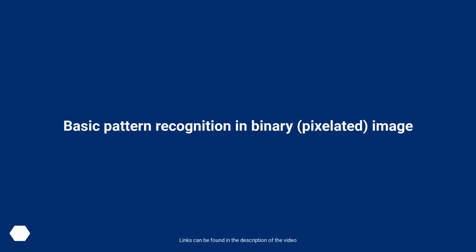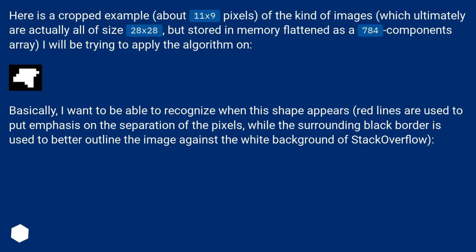Basic pattern recognition in a binary, pixelated image. Here is a cropped example, about 11 by 9 pixels, of the kind of images, which ultimately are all of size 28 by 28, but stored in memory flattened as a 784-component array, that I will be trying to apply the algorithm on. Basically, I want to be able to recognize when this shape appears.